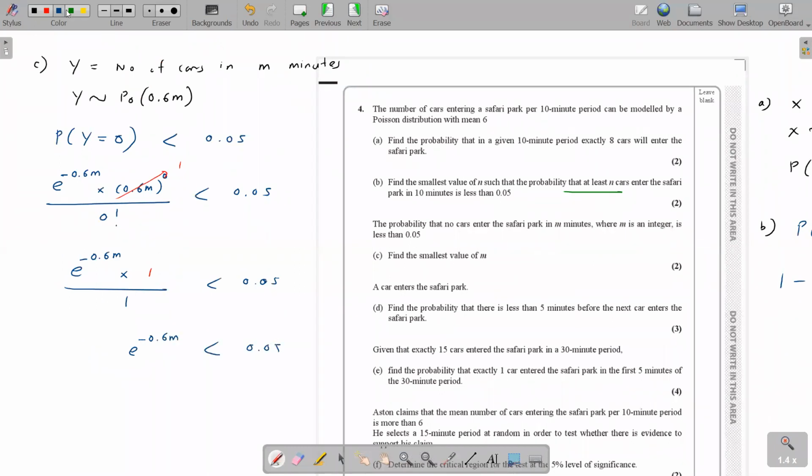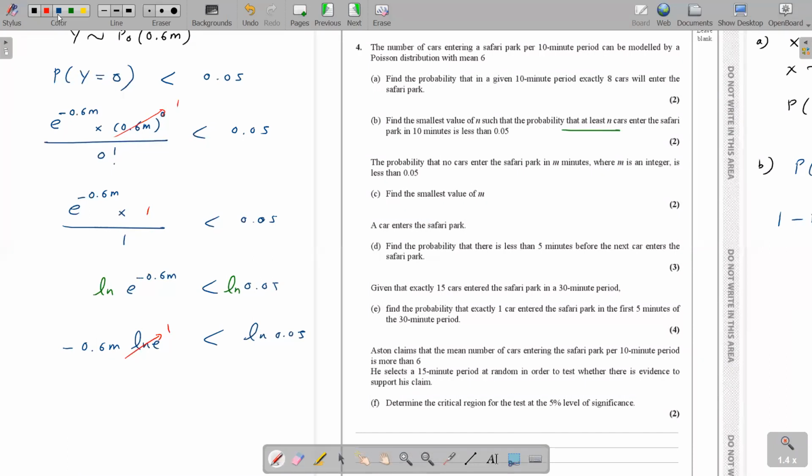And let's take log to both sides, ln. So minus 0.6m comes forward, ln e less than ln 0.05. To make m the subject, ln e is 1. Minus 0.6 goes to the other side as a division. When you take a negative number as a division, what happens to the inequality? The inequality sign will flip. You can see the less than has become greater than, because you're dividing by a negative number.